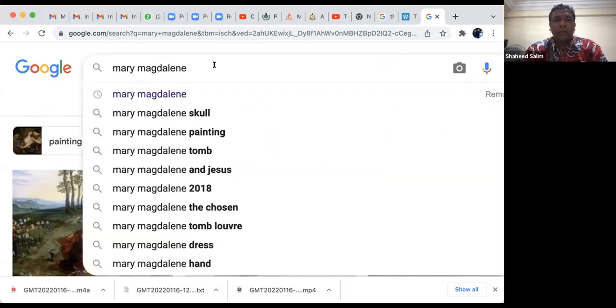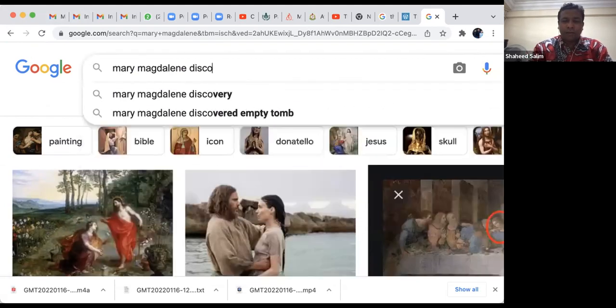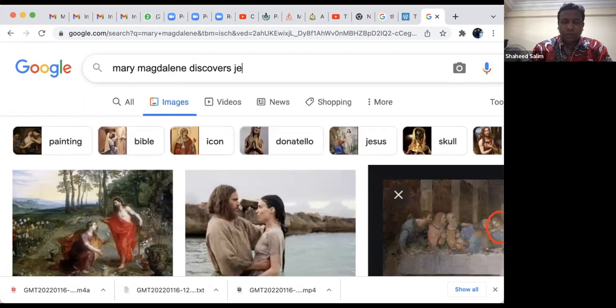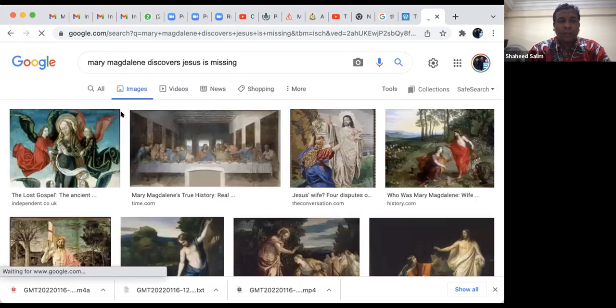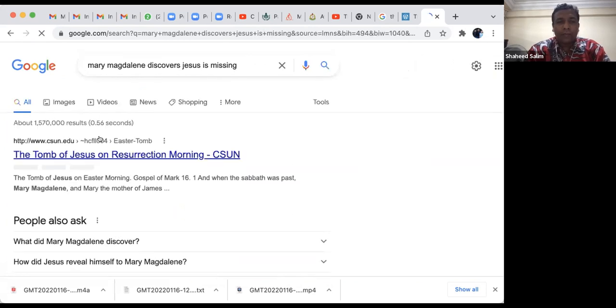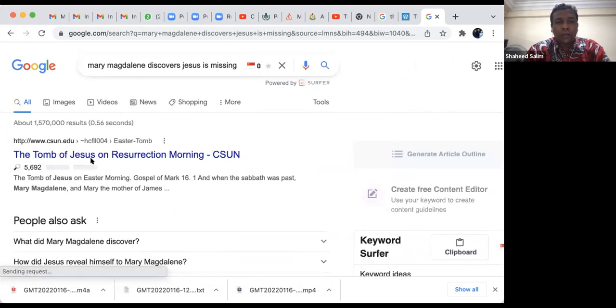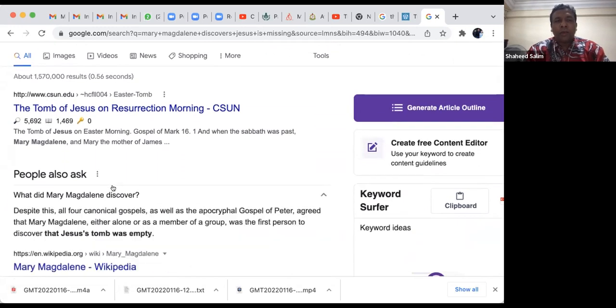But Mary Magdalene discovers Jesus is missing. So she's one of the followers. Some people say she's the wife. The tomb of Jesus was missing. So she's one of those persons in the Bible, supposed to be an important person.